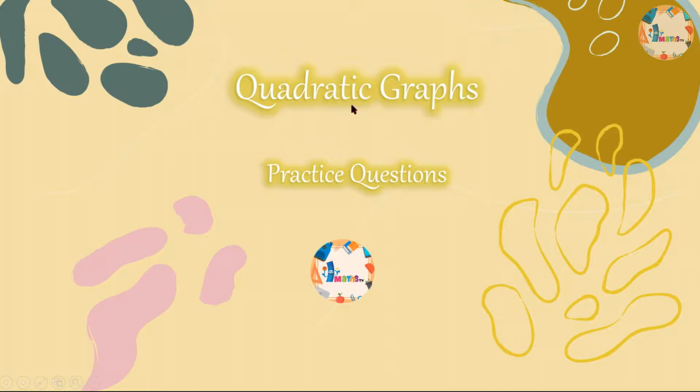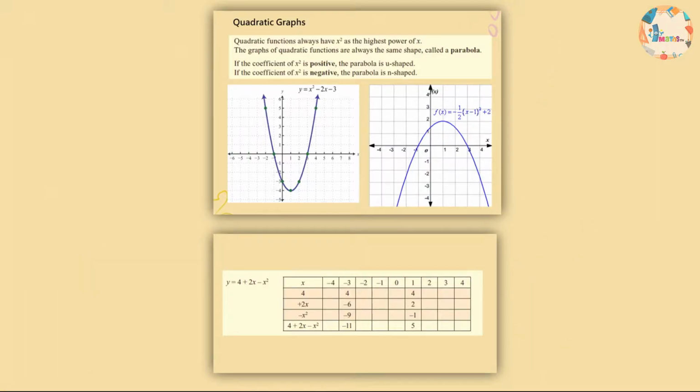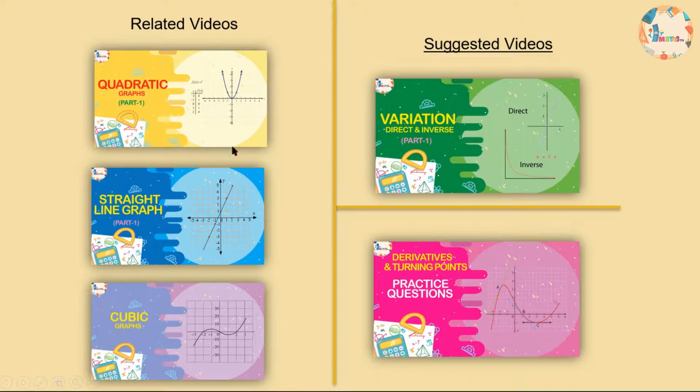Today we'll be going through practice questions related to quadratic graphs. Quadratic graphs we have dealt with separately in step-by-step revision videos, in which we explained how to draw these quadratic graphs and all the details: why the parabola opens upward or downward, and how to complete the table of values as well. So it is better to go through those step-by-step revision 3-part videos and then come to this quadratic graphs practice questions. I'll show you these related videos.